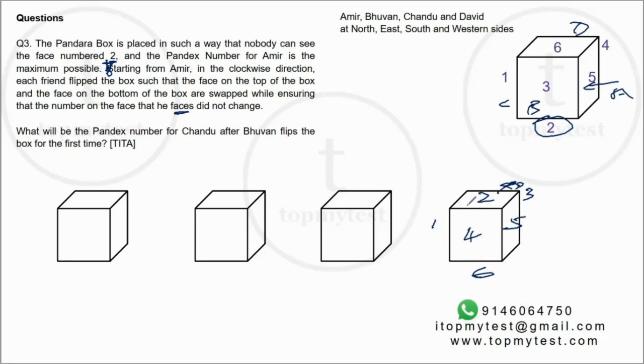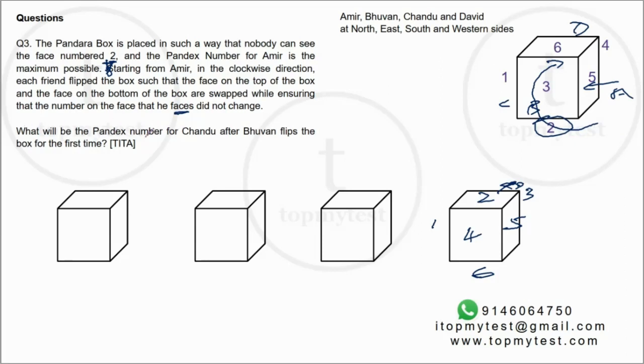The only way 2 can come on top is when you rotate the entire cube in such a way that this entire set will go 2 places, right? So 4 will take the place of 3, 3 will take the place of 4, 6 and 2 will interchange their places, 5 and 1 will stay the same, right? So this is what is happening, and everyone keeps on doing it.